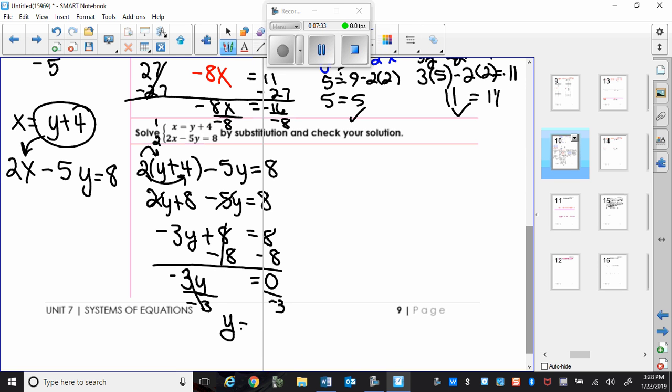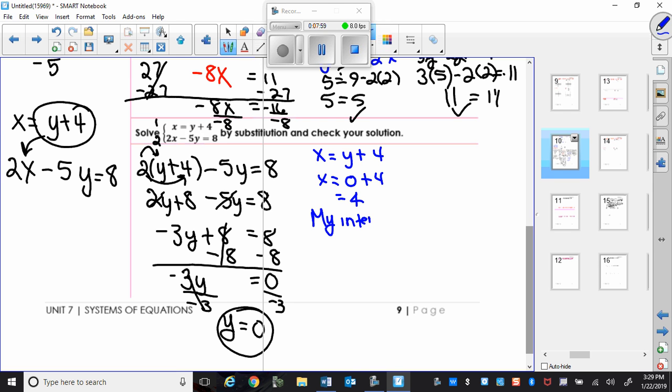And y equals 0. On the other hand, now I have y, I need x, so x equals y plus 4, x equals 0 plus 4, or just 4. So my intersection is x comma y mapping onto 4, 0. Okay, that is your answer.